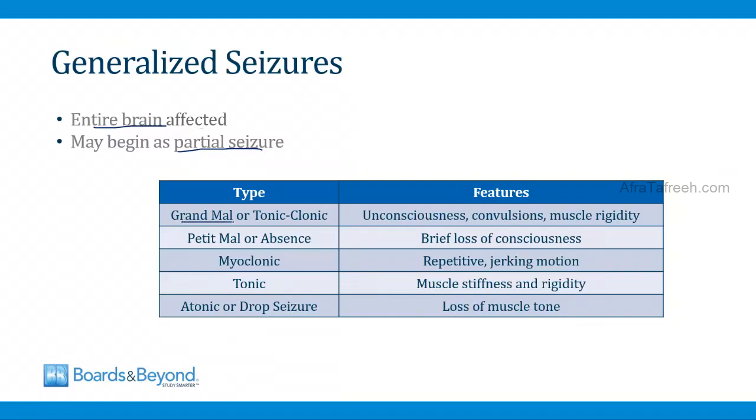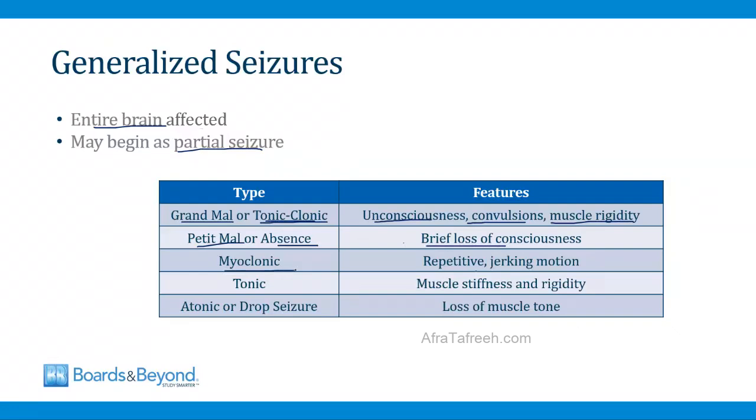A grand mal seizure, which is also called a tonic-clonic seizure, involves the patient becoming unconscious and developing convulsions and muscle rigidity. It's called tonic-clonic because the patient goes back and forth between rigid muscles and muscle contractions. A petit mal seizure is also called an absence seizure. This usually occurs in children, and we'll talk about it later, but it basically involves a brief loss of consciousness where the child stares off into space.